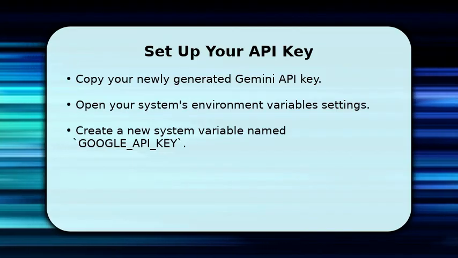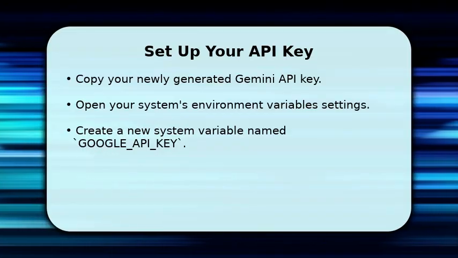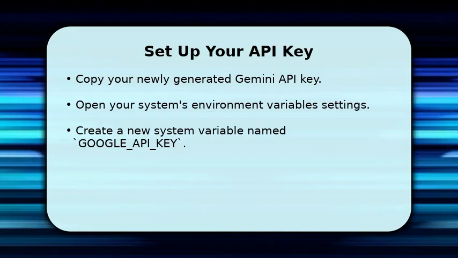Create a new system variable, naming it GOOGLE_API_KEY. Then, paste your copied API key into the variable's value field. This makes the key accessible to your scripts.